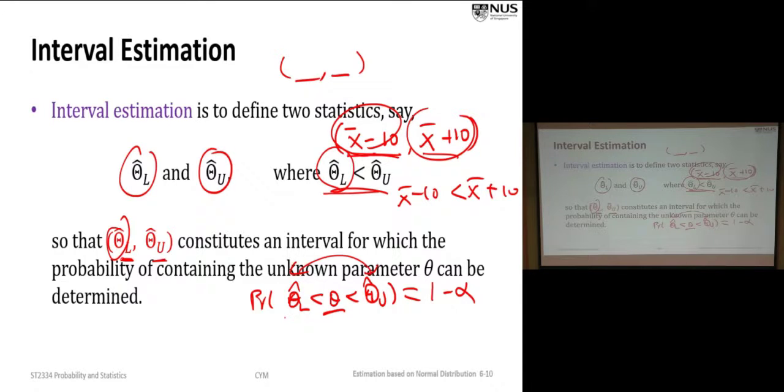In all the formulas that you come across when you talk about confidence intervals, you must come across this one. For example, X bar plus or minus z alpha over 2 times sigma over root n. This is a formula for a confidence interval under certain conditions. This is one example of a confidence interval. The probability that this covers the true mean is 1 minus alpha. That's what I said here.